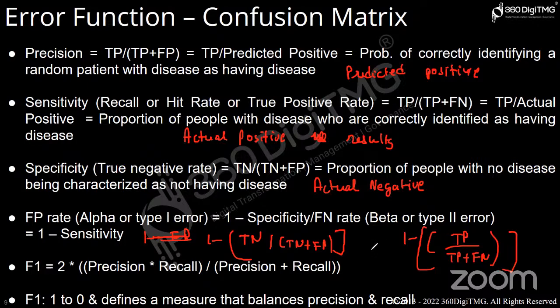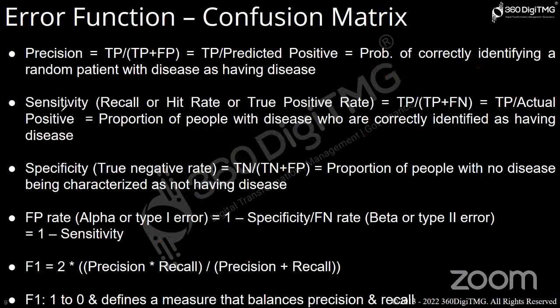Okay. Then finally we have recall. Recall is a measure to check the balance between precision and sensitivity. The closer they are to each other, the better it is. This is 2 times precision into recall divided by precision plus recall. Okay. So this is your confusion matrix. This is used when your output data is categorical.